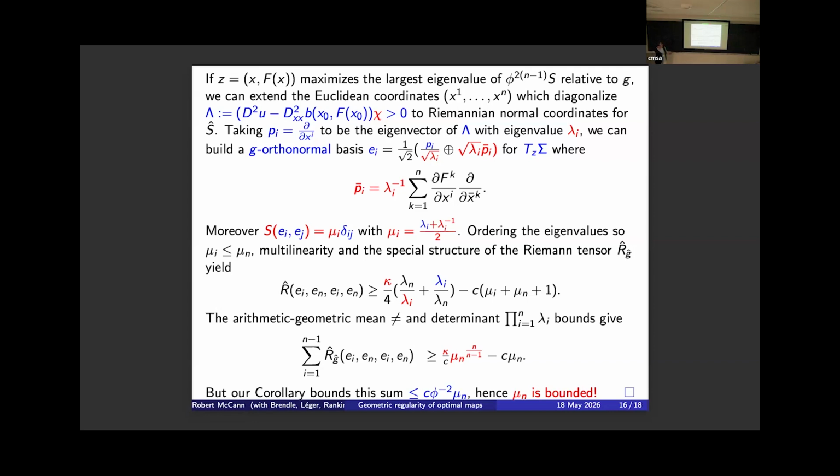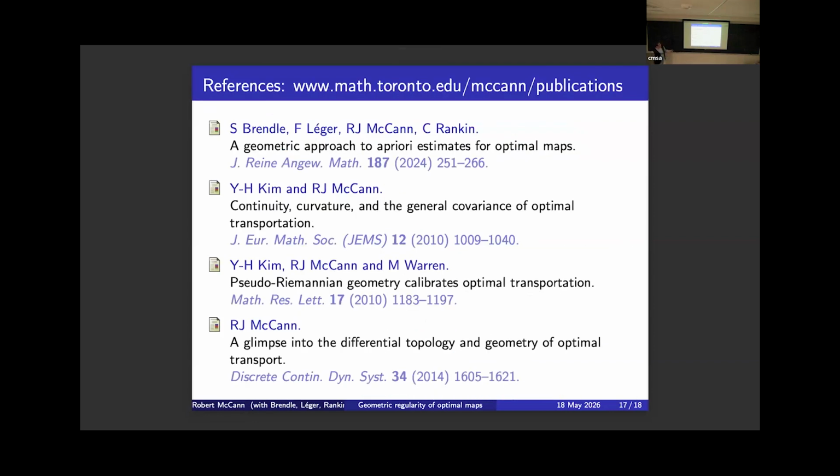And I think all I have left is references. So here's the recent paper. Here's the original work with Junghan, the joint work with Warren. And I wrote a sort of survey of this in about 2014, of this sort of differential geometric and differential topological view of optimal transport. Thank you very much.